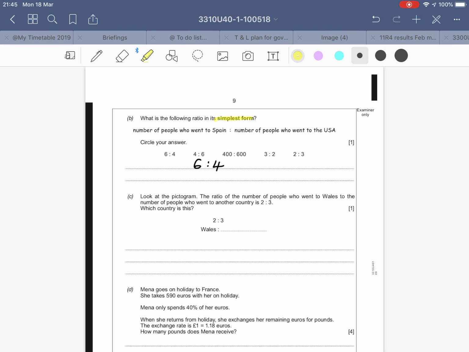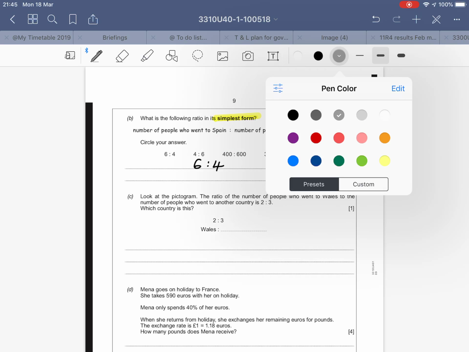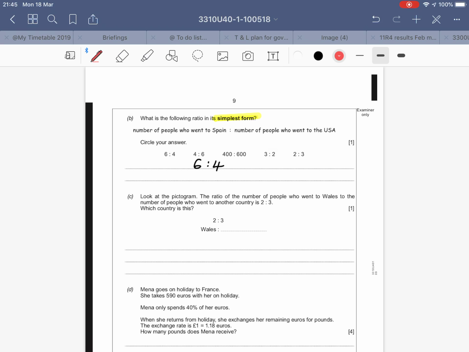But it says here in its simplest form. So I can't just take the 6 to 4, because 6 to 4 as a ratio can be cancelled down. We can actually say that can be halved, divided by 2, that can be halved. So 3 to 2 would be the same ratio, but in its simplest form.